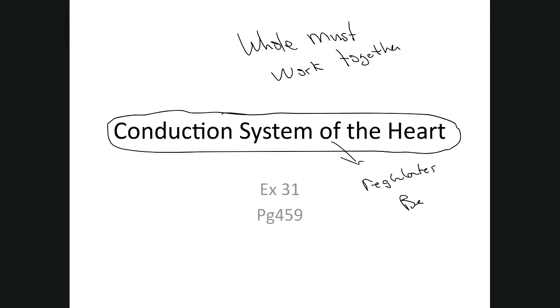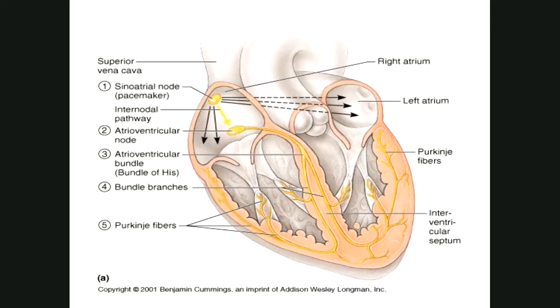So it initiates the beat, it starts it, and it spreads it across the surface of the heart so that everything beats like a unit. It must work together. Otherwise, it would not be a very efficient pump. So if you look inside the heart, it's got this built-in conduction system. Now you might think that these things look like nerves, but they're not nerves. They're not nervous tissue.